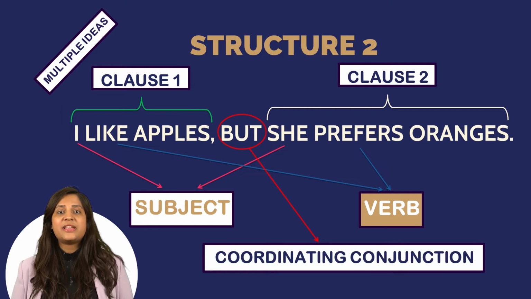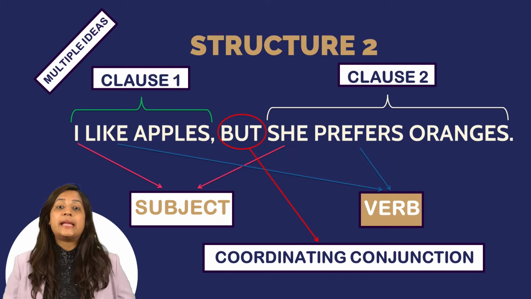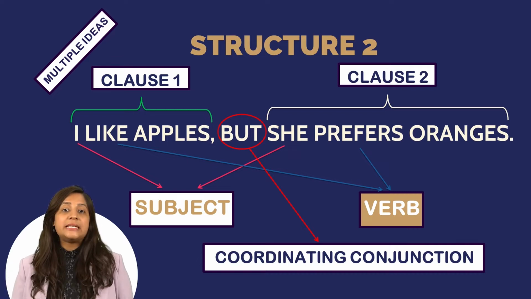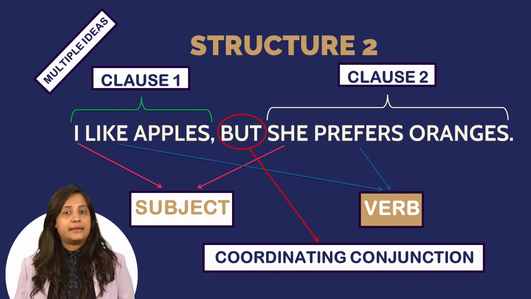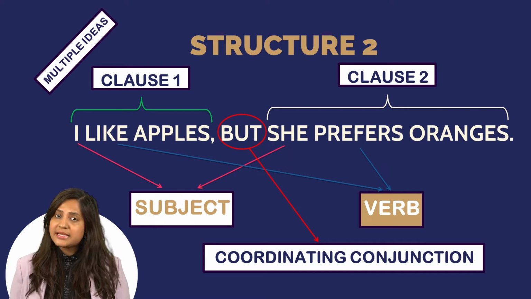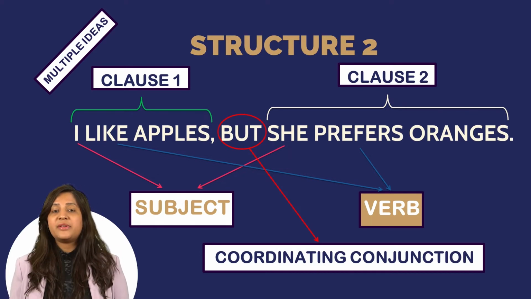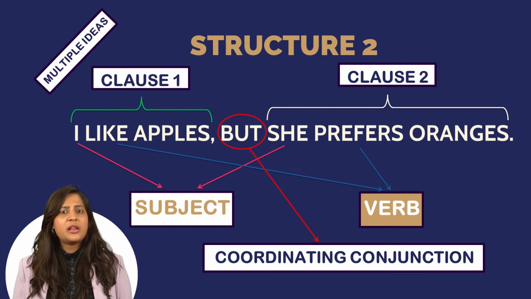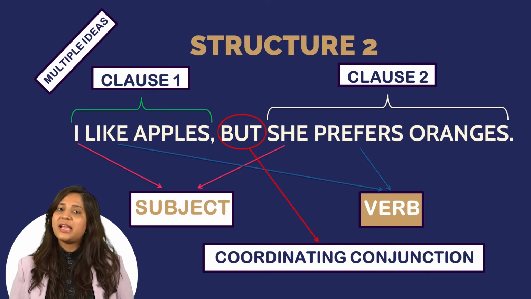Apart from the clauses, we have but, which is acting as a bridge between these clauses. It is called a connector or conjunction. It is coordinating conjunction to be precise, as there is coordination between these 2 ideas. And there can only be coordination when the ideas carry equal importance. My liking for apples is as important as her preference for oranges. We have no superior or inferior idea in this structure. That's why we use coordinating conjunctions to connect such ideas.